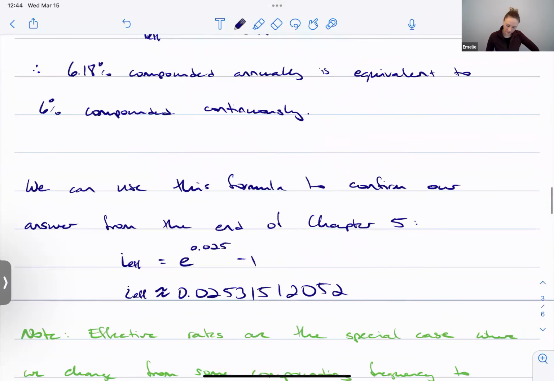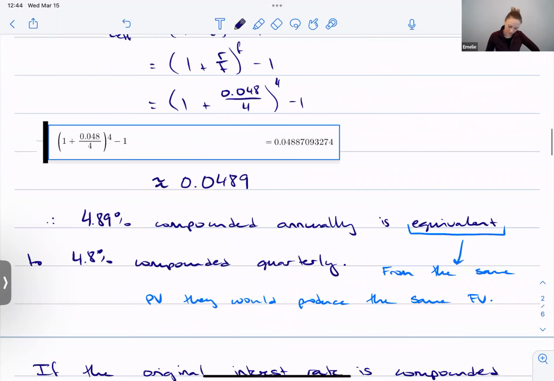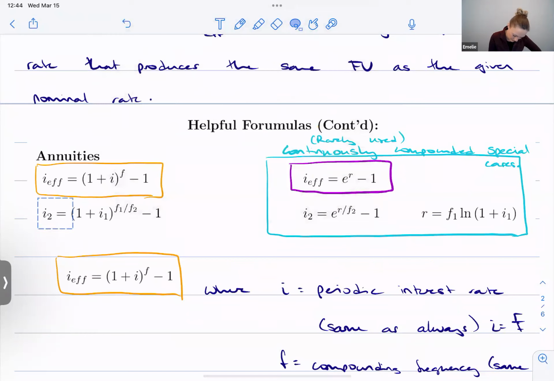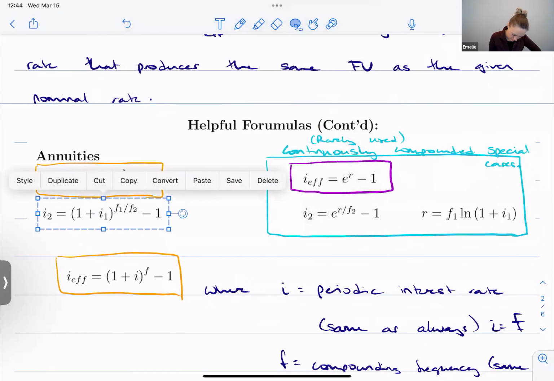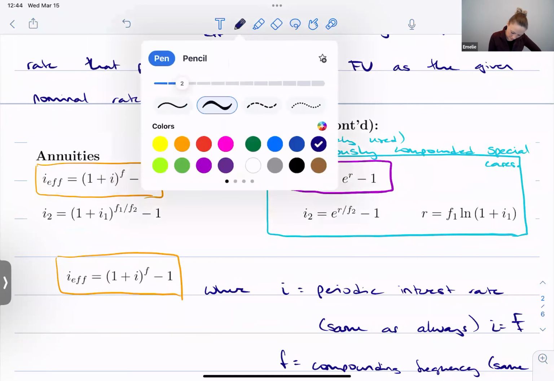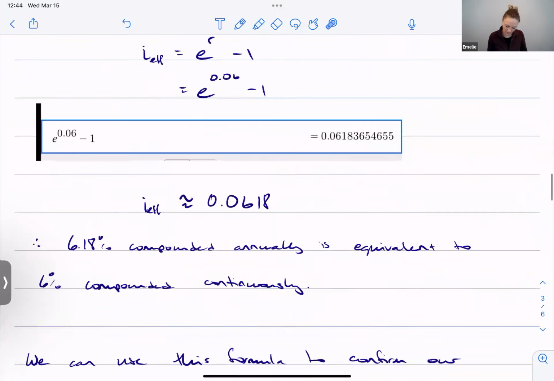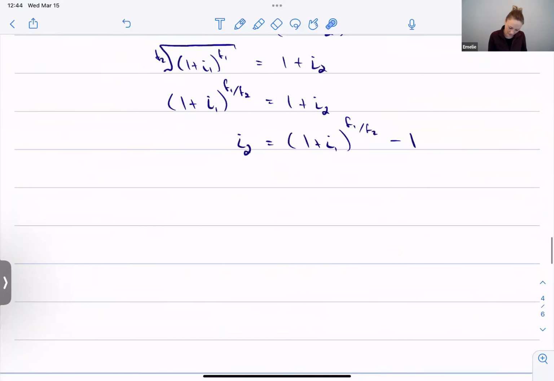I'm going to use pink here. First, I'm going to copy. I'm using pink because this one is the most important formula. Notice that this is what we just developed: (1 plus I1) to the power of F1 over F2, and then minus 1. We just figured out how to solve that, so you don't need to solve for it every time.